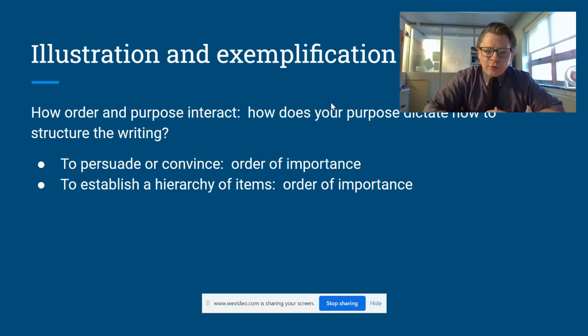The same is true of working to establish a hierarchy of items. In other words, talking about items in a particular order that has to do with their individual significance, but also the way that they relate to each other. Again, there we would use order of importance as a way of making sure that not just the selection of information, but also the organization of that information works to show the reader exactly what it is that we're working to do with that development of details.